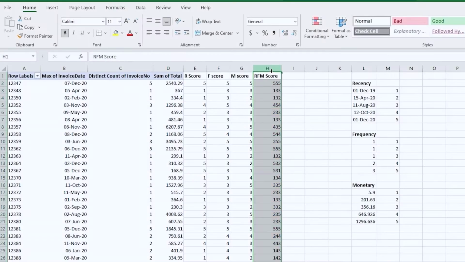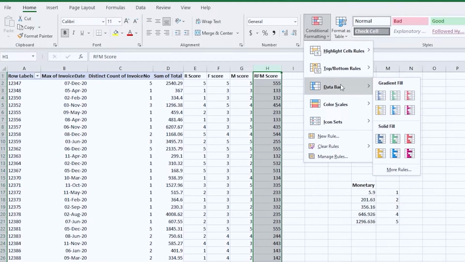When was the last time that this customer came to your store? How much did they spend when they visited us, and how often do they visit us? Right? And this is for us to identify loyal customers, good customers, or sleeping customers.